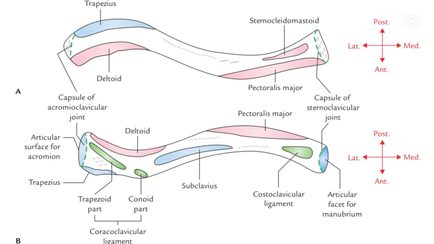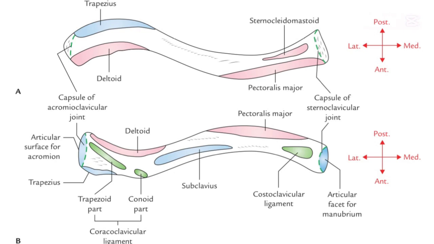Now, the trapezoid line and the conoid process form the origin of a ligament called the coracoclavicular ligament. It is attaching to the clavicle and down to the coracoid process. That's why it's called the coracoclavicular ligament, because it's attaching the clavicle to the coracoid process. So two ligaments: you have the acromioclavicular ligament covering the acromioclavicular joint, and you have the coracoclavicular ligament, attaching the clavicle and the what? Coracoid process. Hope you're understanding it. Very, very easy.